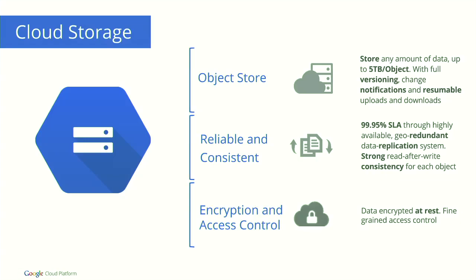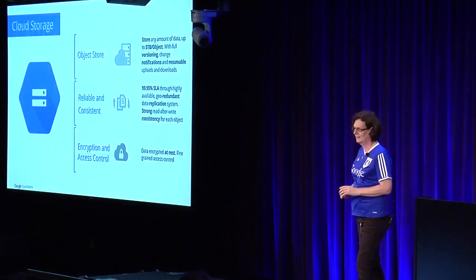It supports notifications, so you register notifications on a bucket, and you basically say, whenever something changes within this bucket, data is added or updated, I want you to fire off a request to a webhook, a URL that we can then do something with. It might be an App Engine application that handles this URL for us. In fact, if anybody saw my Google I/O talk, that's exactly what we did for my demonstration. If you have 5 terabytes per object, you really do need resumable uploads and downloads. It has a 3 nines SLA through things like high availability, geo-redundancy, and the full replication system that we've talked about already with Datastore and Cloud SQL.